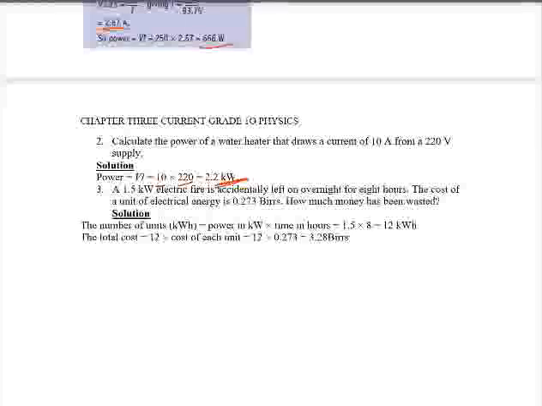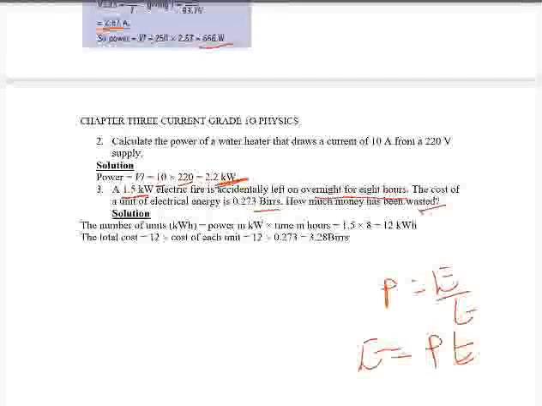A 1.5 kilowatt electrical fire is accidentally left on overnight for 8 hours. The cost of a unit of electrical energy is this much, and how much money has been wasted? First, we must find the kilowatt hours wasted. To get the kilowatt hours wasted, we must multiply power times time, because power is equal to what? Energy over time. From this, if you cross-multiply, energy becomes power times time.